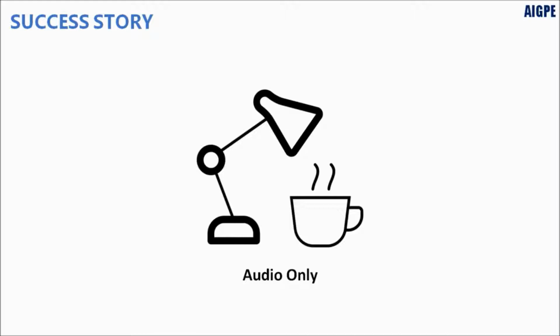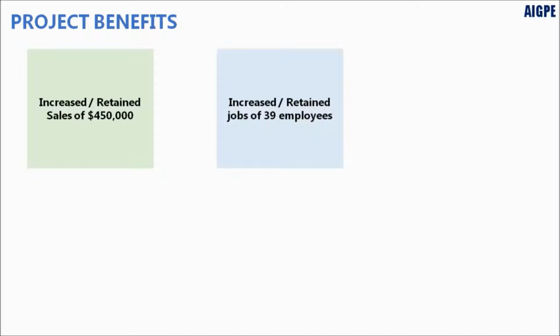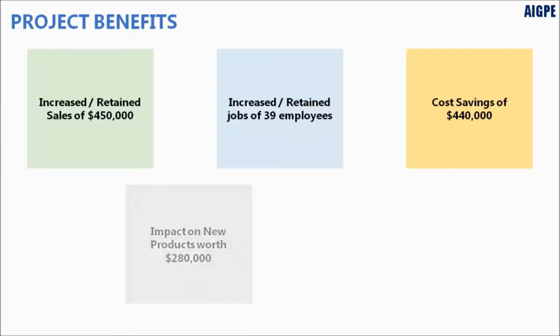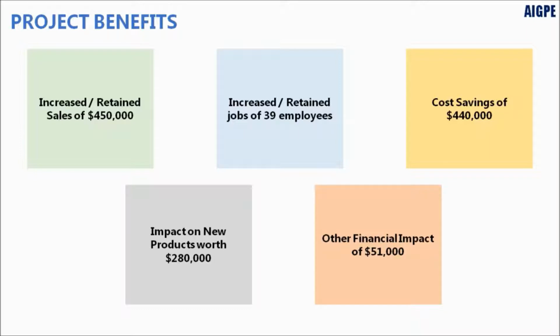The financial impact of this training and execution of Lean methodology within the organization led to some amazing benefits. Increased as well as retained sales of $450,000. Increased as well as retained jobs of 39 employees. Remember, they were a small company of 40 employees only. Cost savings of $440,000. Impact on new products worth $280,000. Other financial impacts of $51,000.